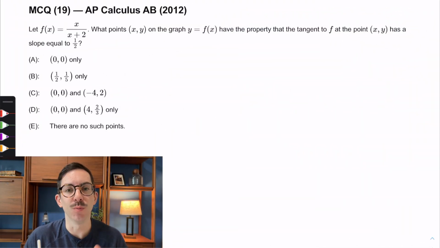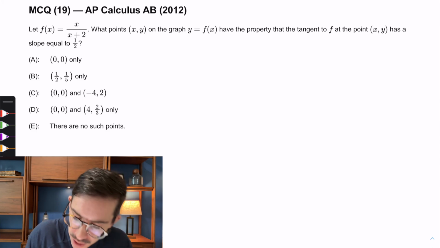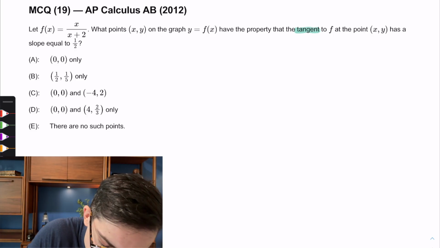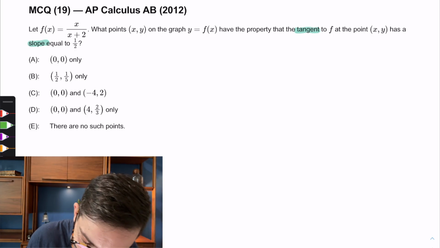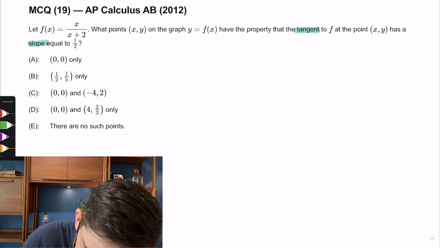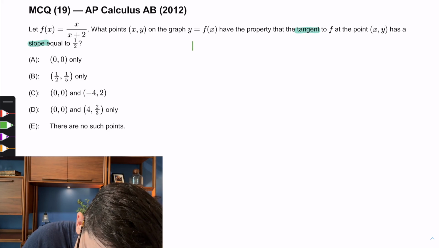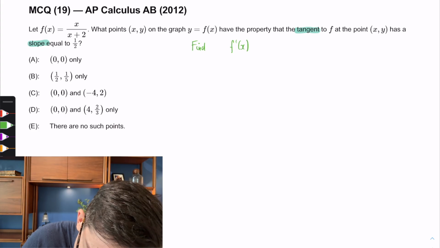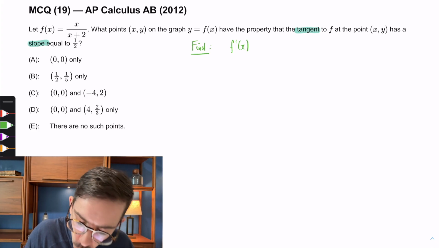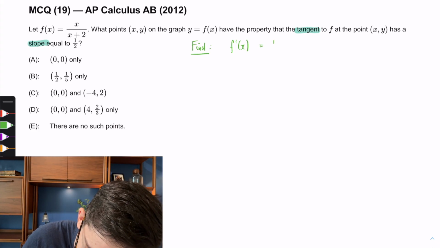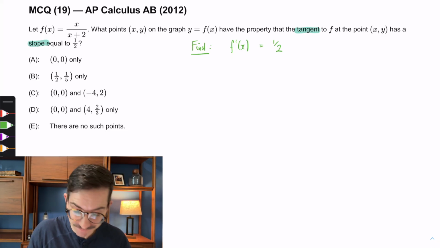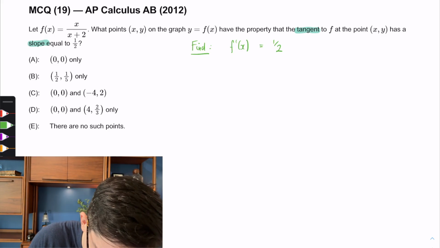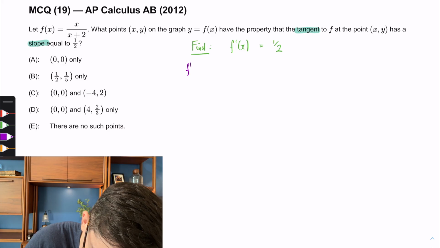In question 19, we're given a function and we're asked to find where its tangents have slope equal to 1/2. So when we see tangent and slope, I always want to immediately think derivative. So we need to find f prime of x and actually solve when it's equal to 1/2. So first things first, let's figure out f prime of x.